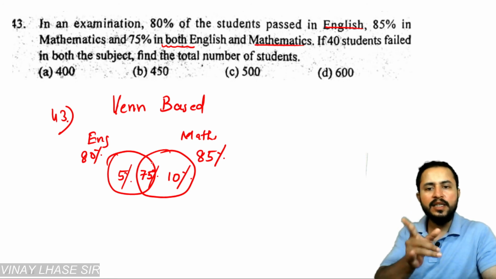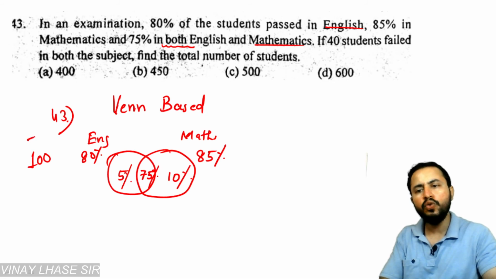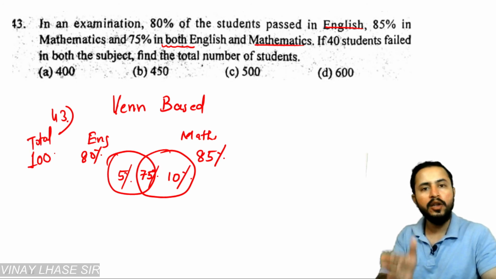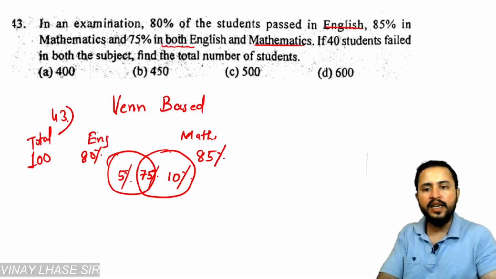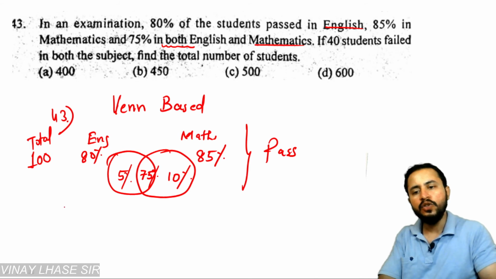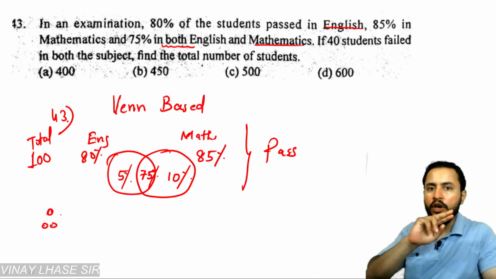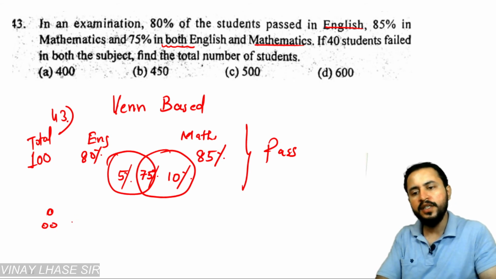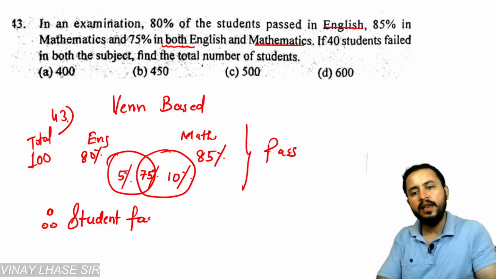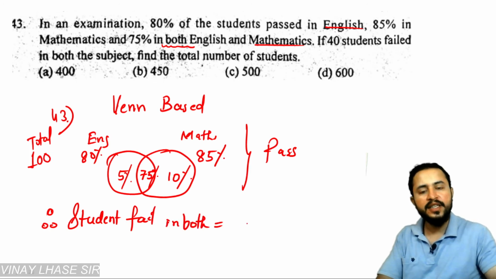So from this data, out of 100, what is the total number of students? Total universe, we assume the total universe as 100%. Out of that, which part is this? Sir, this is the passing part. This entire thing is basically the pass part. So from this, we will get the percentage of students who failed in both. Students failed in both. How will this come out? Sir, it will come out like this.